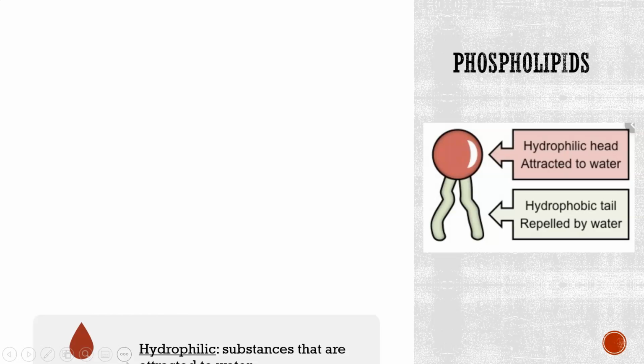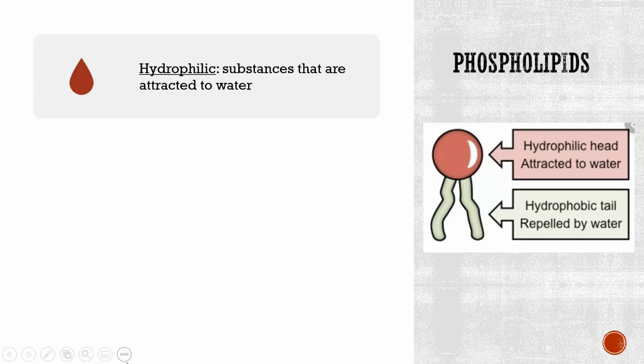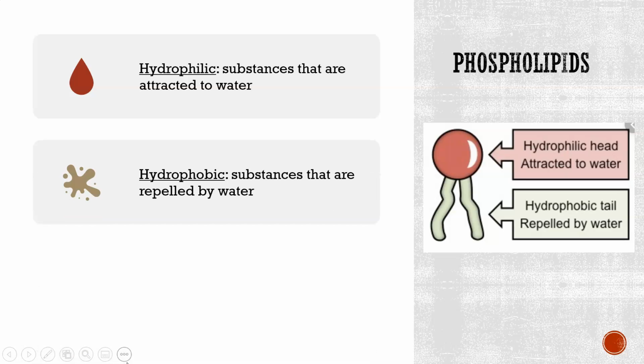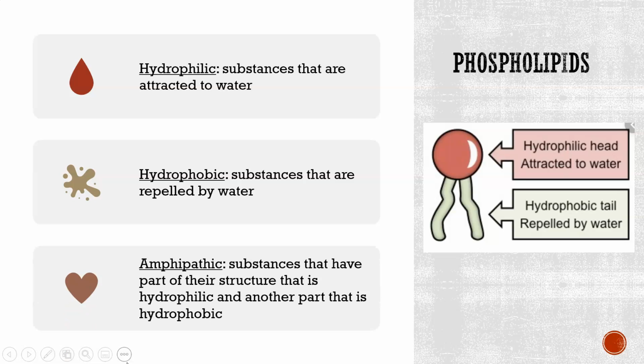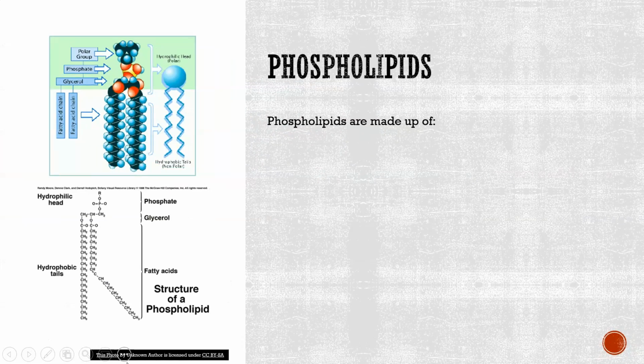Okay, so let's look a bit closer at our phospholipids here. We've got that hydrophilic head, attracted to water, and our hydrophobic tail, repelled by water. So hydrophilic means attracted to water, hydrophobic means repelled by water, and amphipathic describes substances that have parts that are both hydrophilic and hydrophobic.